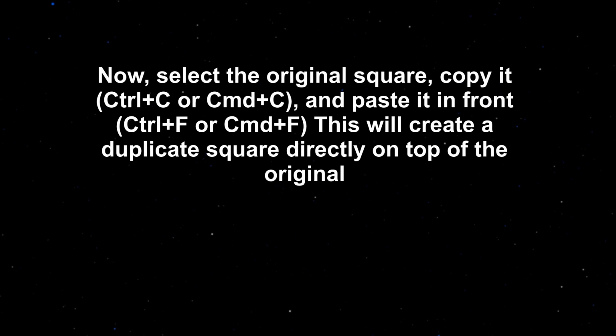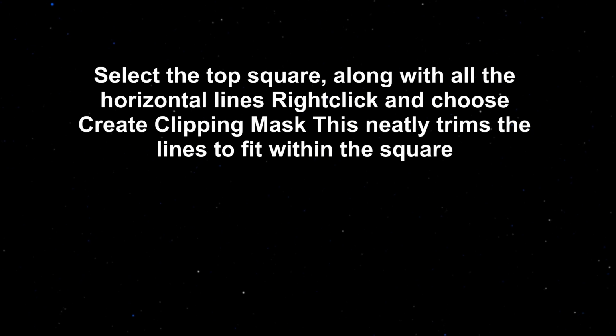Now, select the original square, copy with Ctrl+C or Cmd+C, and paste it in front with Ctrl+F or Cmd+F. This will create a duplicate square directly on top of the original. Select the top square, along with all the horizontal lines. Right-click and choose Create Clipping Mask. This neatly trims the lines to fit within the square.